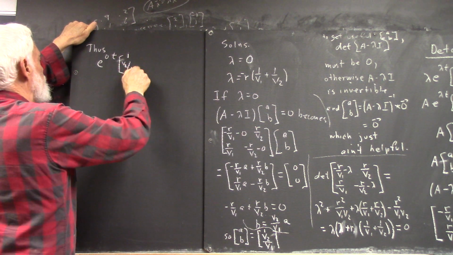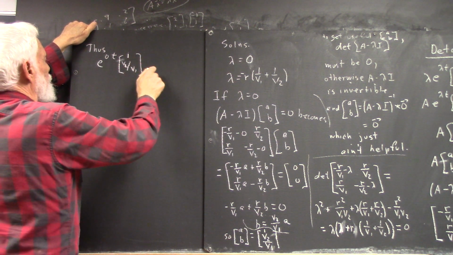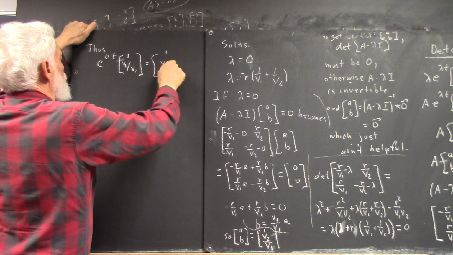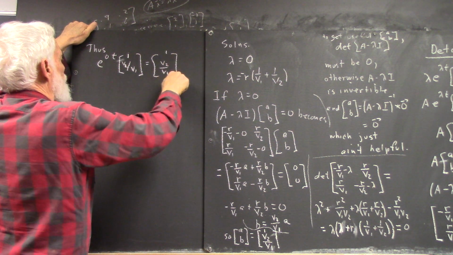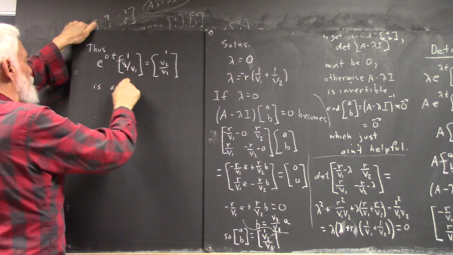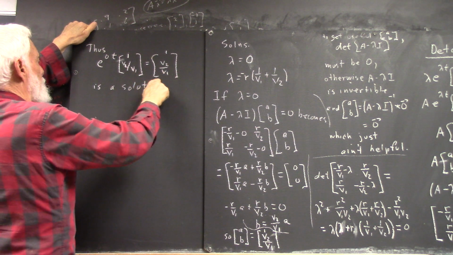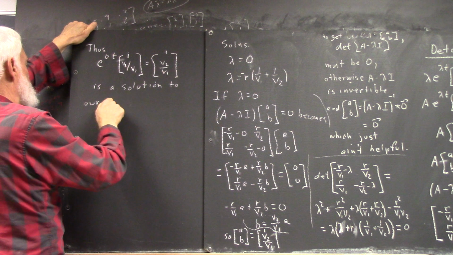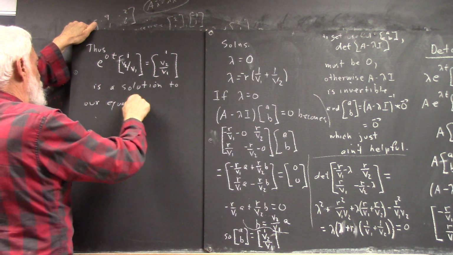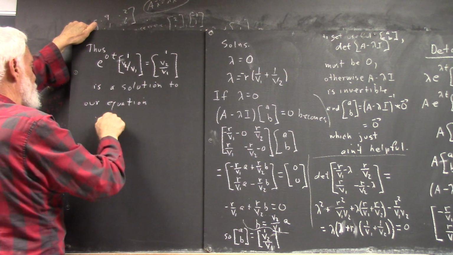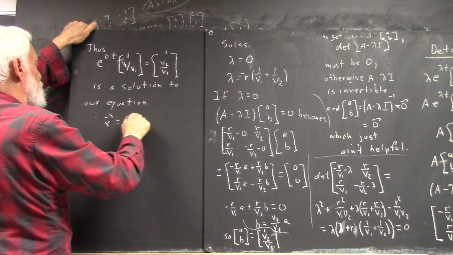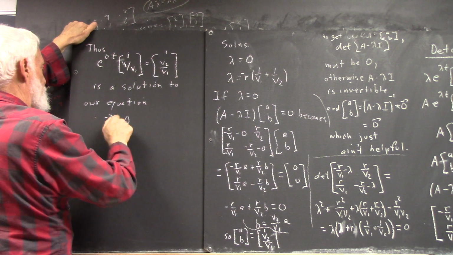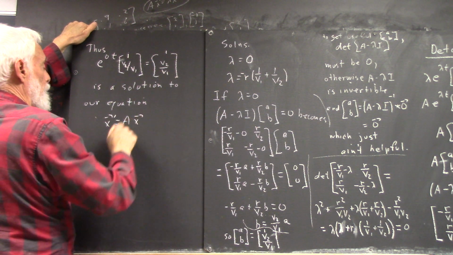V2 over V1. But this is a solution to our equation, x prime equals Ax.